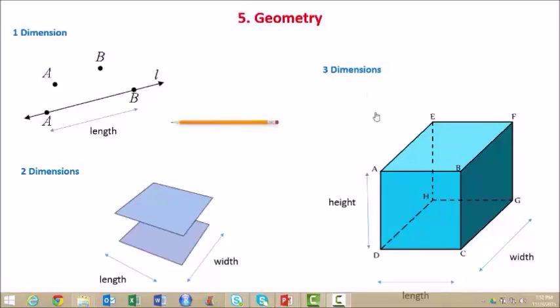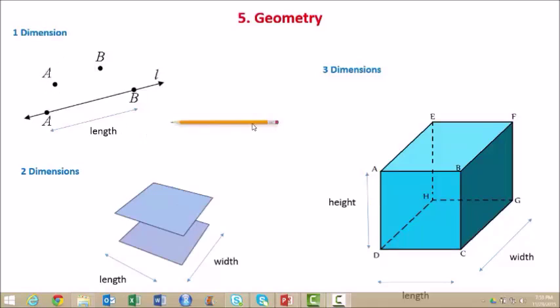Okay, in this session, we are going to cover geometry. So let's start with some basic concepts. This is a point A, this is a point B. And when you join the 2 points, it's a line segment, and the distance between A and B is called the length. So this is what we call one dimension.